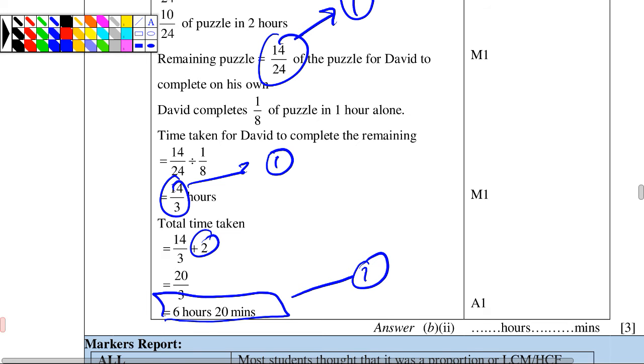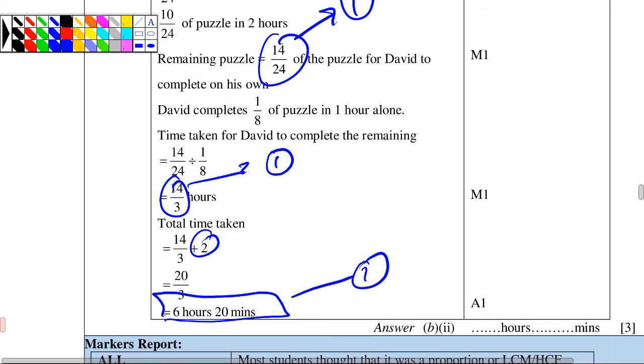Why divided by 1 over 8? Because he completes 1 over 8. Because in 1 hour I can only complete 1 out of 8. How many hours do I need to complete 14 out of 24? So you take this divided by this. Again, why divided by 1 over 8? Because in 1 hour I complete 1 over 8. How many 1 over 8 do I need? You take this divided by this, then you get the answer. So 14 over 3 is the number of hours you need to complete.